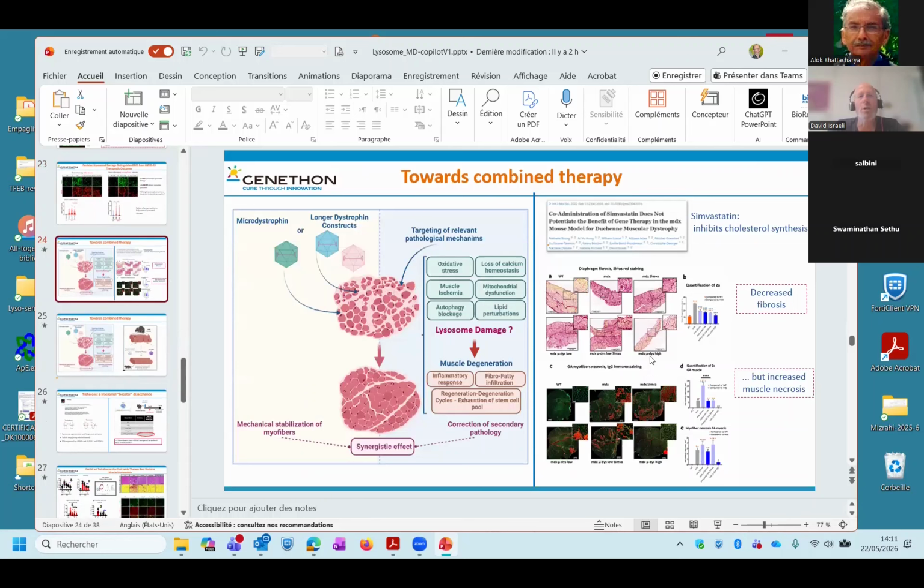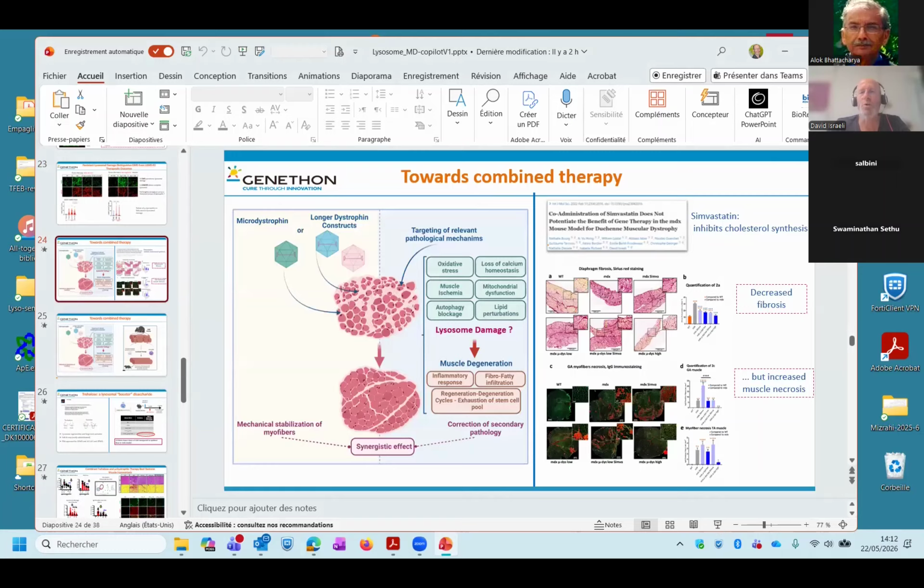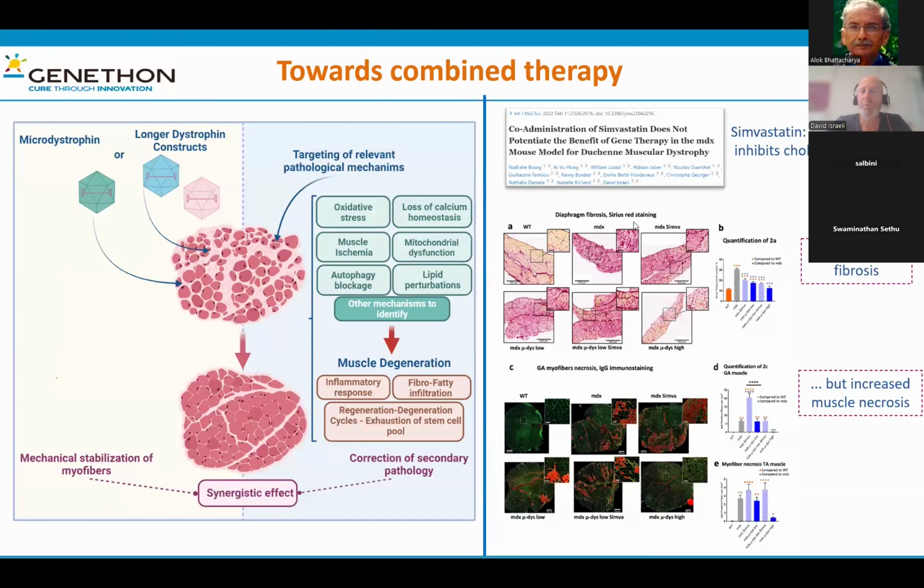Which brings us to the subject of combined therapy. So what is a combined therapy? In the combined therapy, on the left side, you treat with your virus, and on the right side, you look for complementary metabolic or other treatments that will complement, as simple as that. And so we previously attempted to do combined therapy in the Duchenne model with simvastatin, I told you, and so we treated with microdystrophin plus simvastatin. We got some improvement in some parameters, we got less improvement in other parameters. Overall, the conclusion was that simvastatin cannot complement microdystrophin correctly.